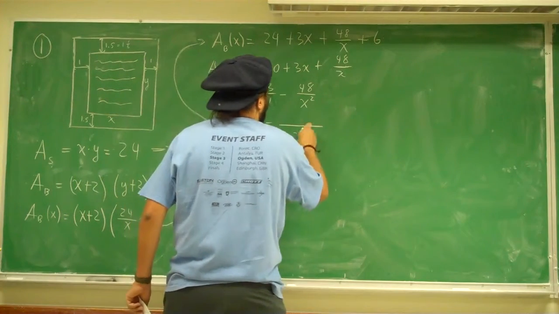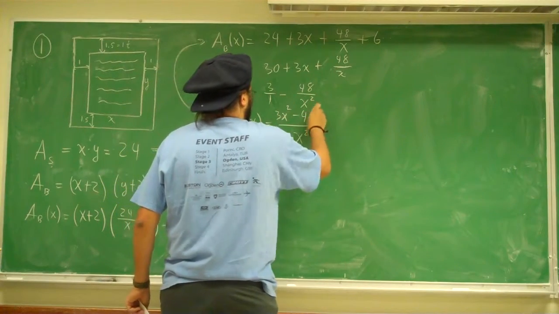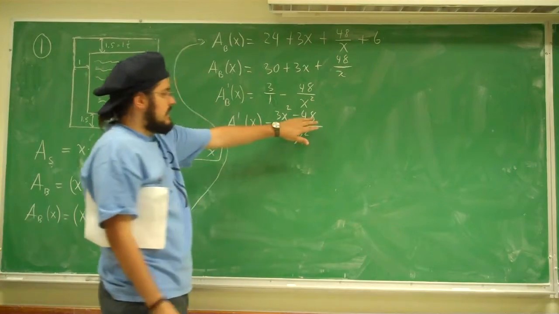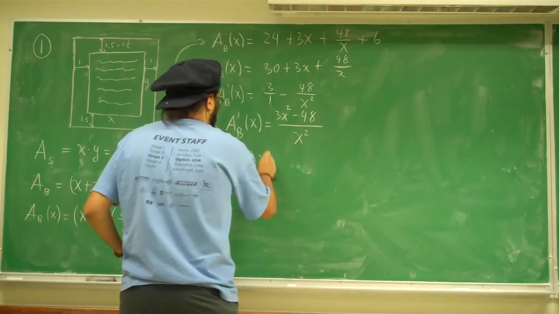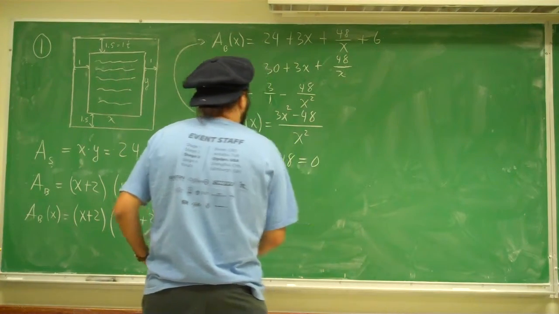Okay, so the LCD here is x squared. So that's 3x squared minus 48. Okay, so now we have this. We're going to go ahead and set the numerator and denominator equal to 0. So 3x squared minus 48 is equal to 0.